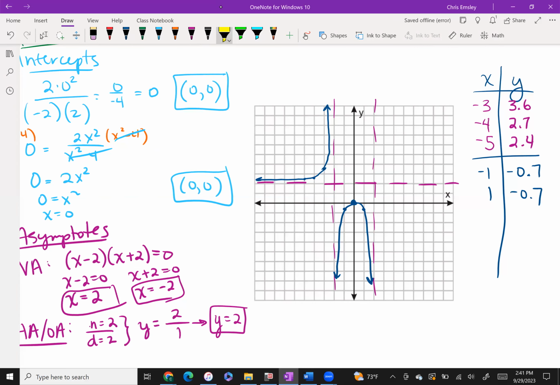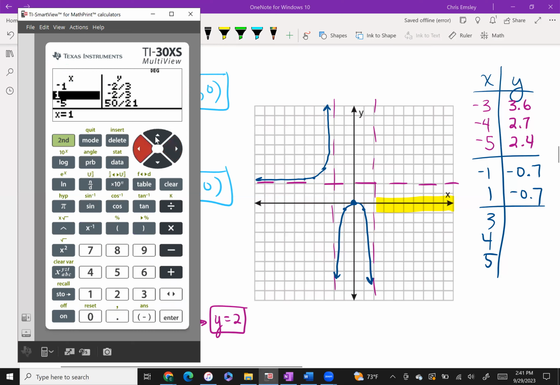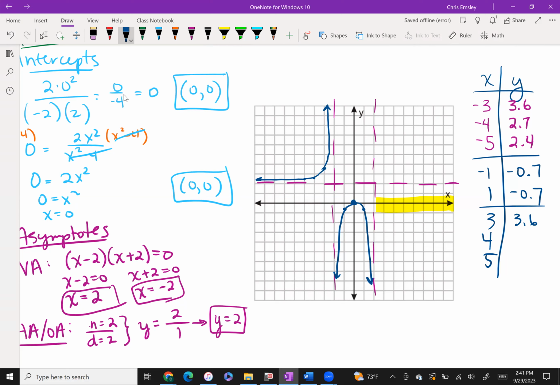And then finally, we need some x values over here because we need to see what's going on this side of the graph. So how about +3, 4, and 5? Plug those into our calculator again. 3, 4, and 5. And look at that, we got the exact same values that we did for -3, -4, and -5. So we can just copy those down. So that was 3.6, 2.7, and 2.4. It's because of those x squareds in our function that get rid of the negative. So that's how we ended up with those same values.